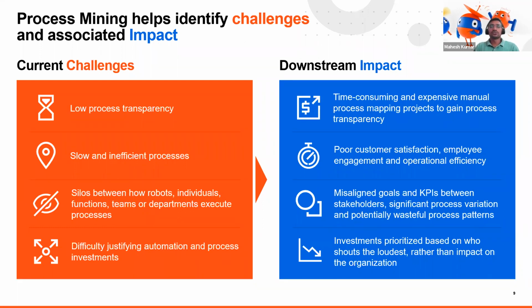The next challenge is that as a process owner, we always want to make sure that our automation has a positive impact on process outcomes and KPIs. But as we don't have any system which can show us the end-to-end updated process, we don't validate the outcome of our automation.